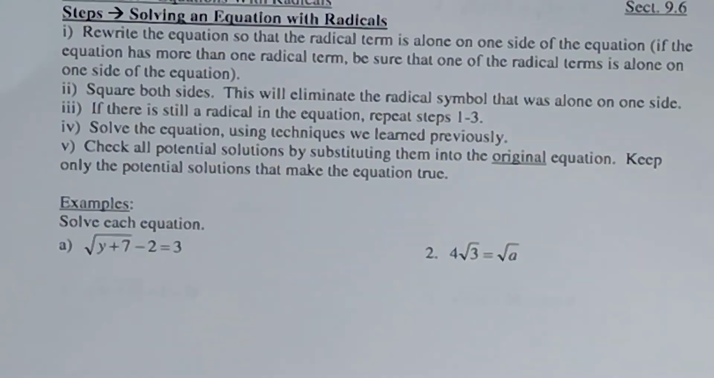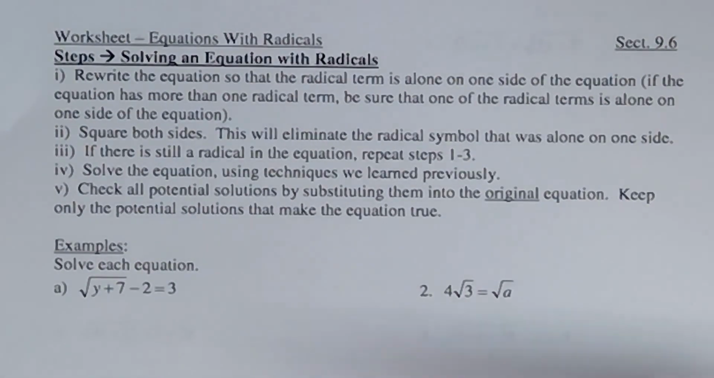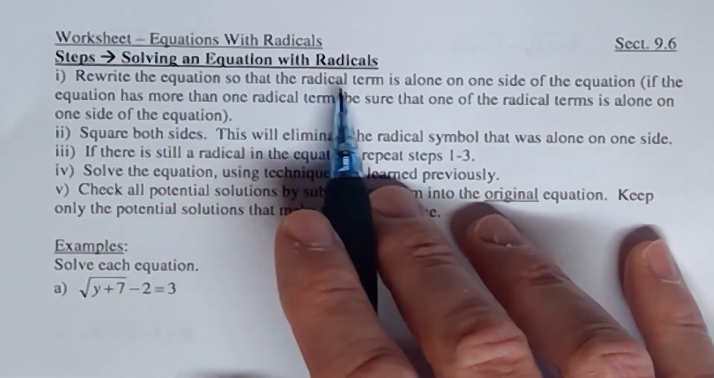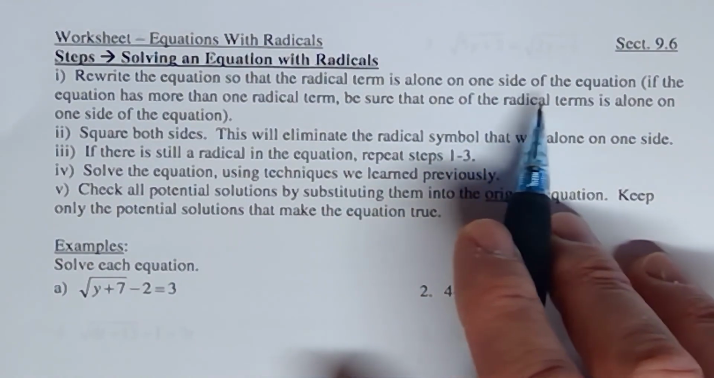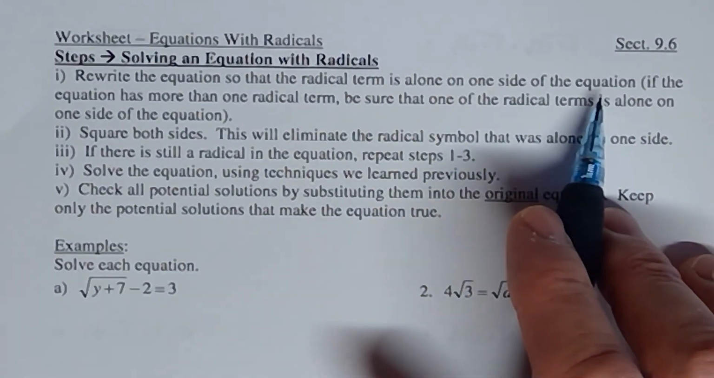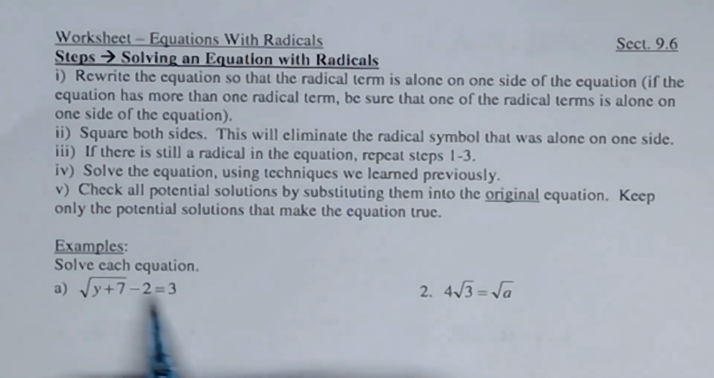So let's get started here. How do we get rid of this radical like I was talking about? You want to rewrite the equation so that the radical term is alone on one side of the equation, okay? You can see here that it's not.